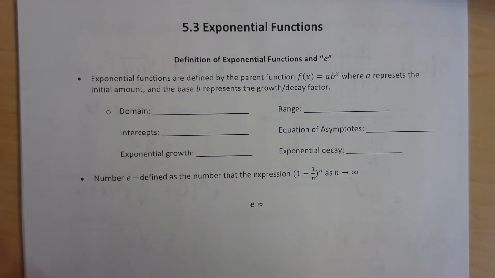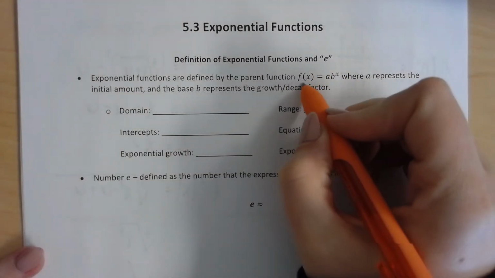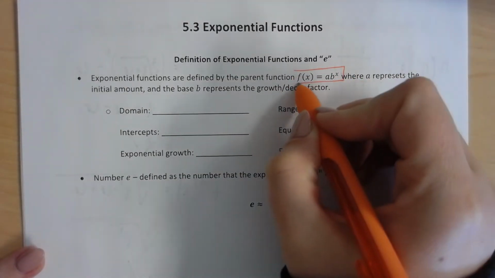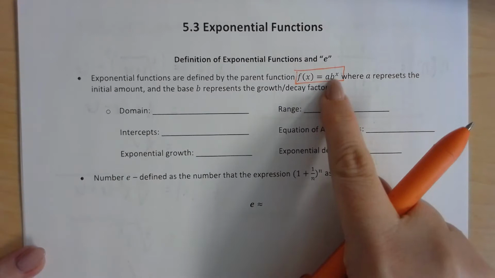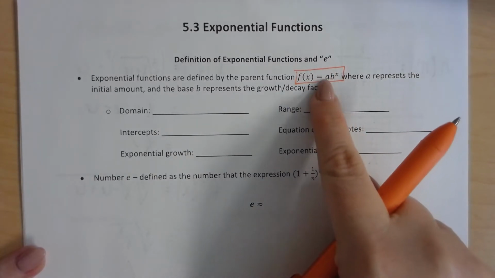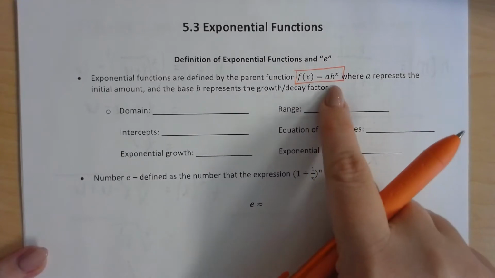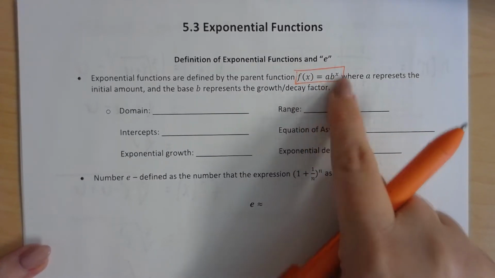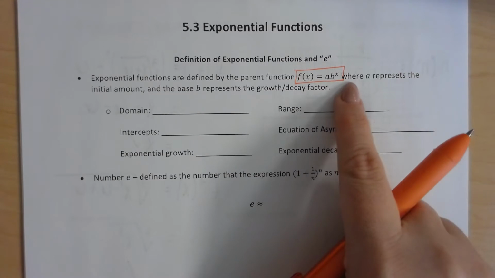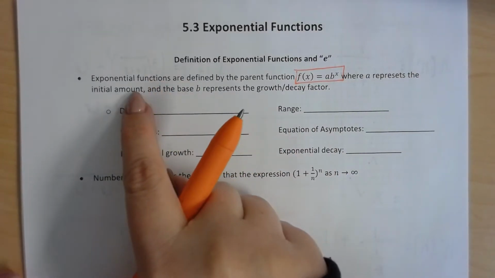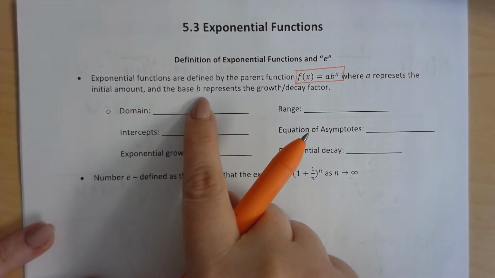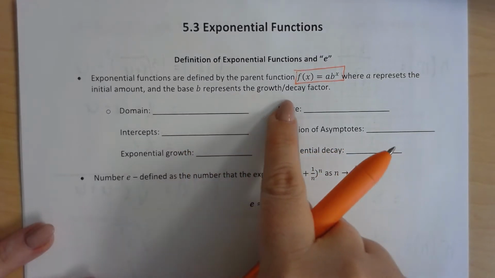All right, so today we're moving on to component 3, which is exponential functions. So we are talking about exponential functions, and they're defined by the parent function of f of x equals a times b to the x. So this is just the parent function. Of course, we can have transformations. They might move left or right, up or down, and there might be reflections, but this is just the parent graph, where a represents the initial amount and b represents the growth or decay.